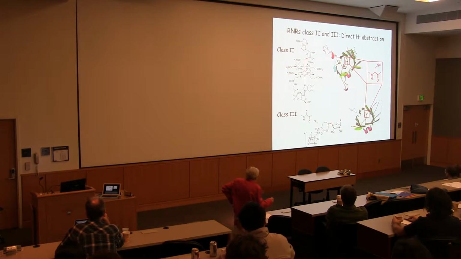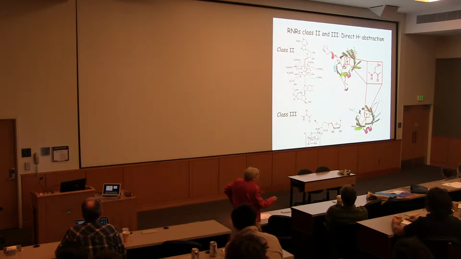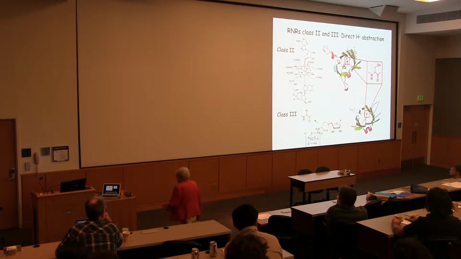Okay, the class 3 enzyme is a member of a radical SAM superfamily of enzymes. The activating enzyme has S-adenosyl methionine and a reduced iron-sulfur cluster. Its job is to generate a glycyl radical. And this glycyl radical, if you pick up the cloud, is sitting right there within 5 angstroms of the cysteine to be oxidized. So again, hydrogen atom abstraction.